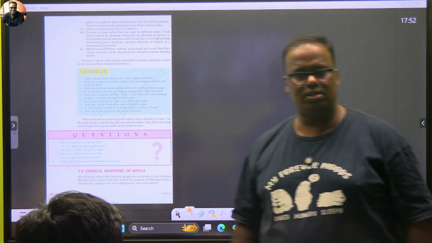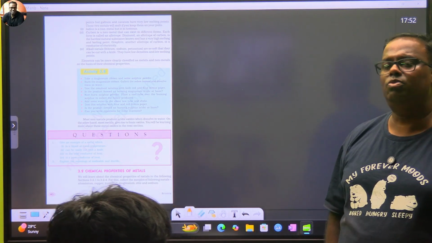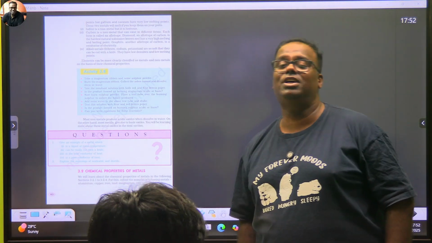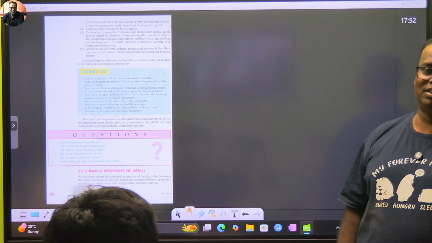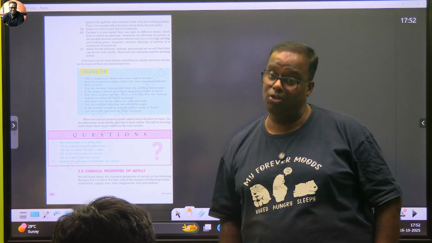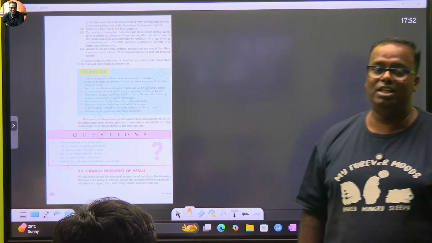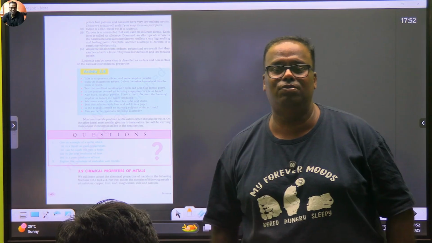Any doubts so far? Which one? It will conduct. It's a metal, so it will conduct. Whether it is a good conductor or a bad conductor, that is different. A bad conductor also conducts. Something that does not conduct is called an insulator. An insulator is an item which does not have free electrons at all.